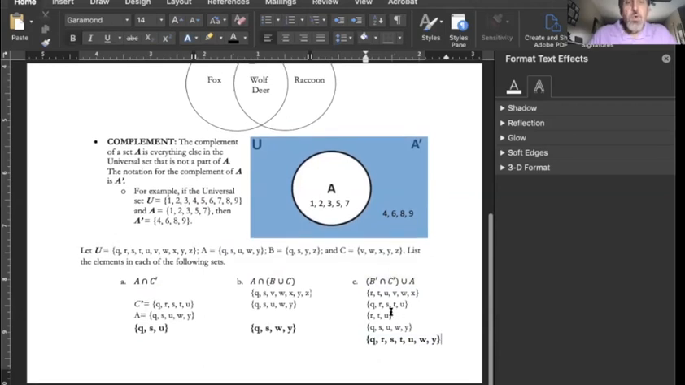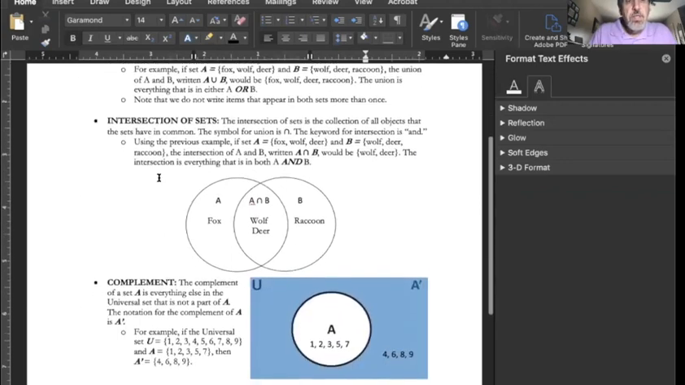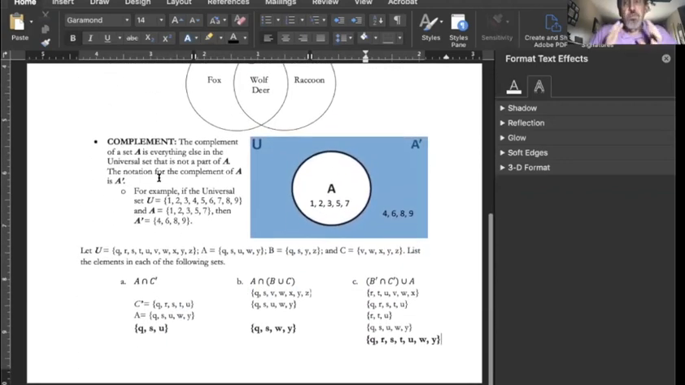If you can do this one, if you can do letter C without any difficulty, you should be in good shape for doing anything that you see on your test or on your final exam. All right. So keywords from this section 2.3 set operations are unions, intersections, and complements. Very important that you have a solid understanding of those three terms.